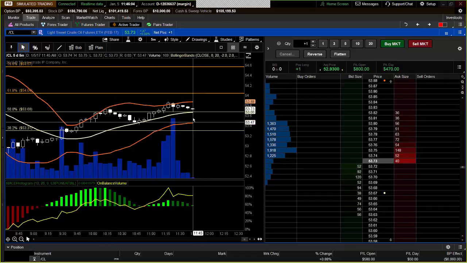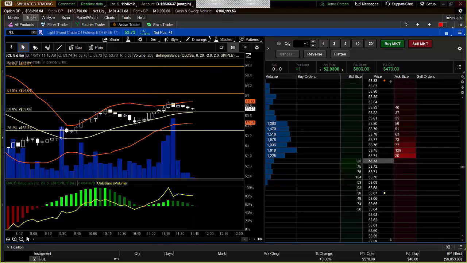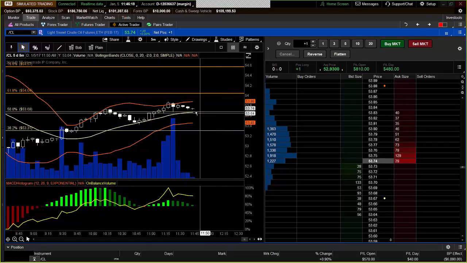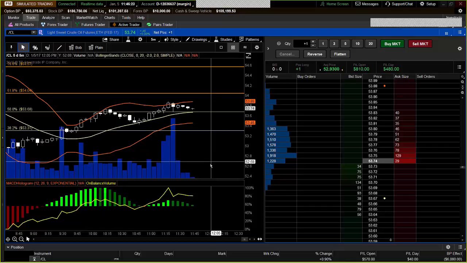Okay, now I said it was going to hit this area here, and it was going to bounce off. And what time frame am I on here now? I'm on 5 minutes, I think. 5 minutes, yeah. Okay. So I said it was going to come down here, and it was going to bounce off. Let's see if I'm right.